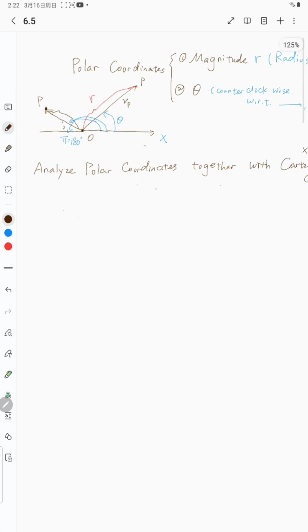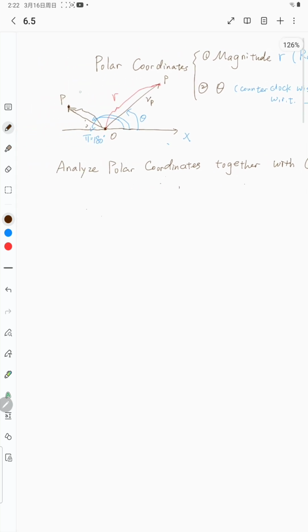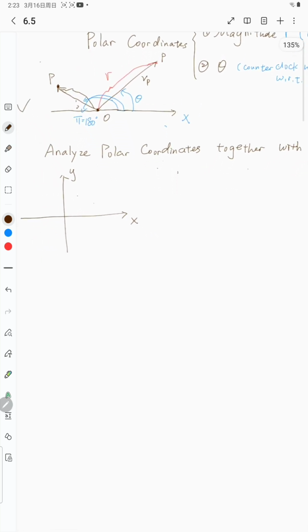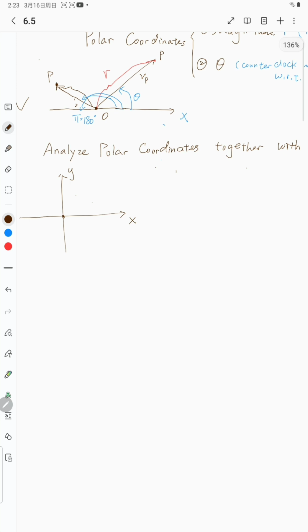So this is our polar coordinate. This is a drawing or graph of polar coordinates, right? And then I'm just gonna draw them together. So draw the Cartesian coordinates together with the polar coordinates. Let's see their relation. So this is our x and y Cartesian coordinates that we have always been using for 10 years, right? And this is our origin.